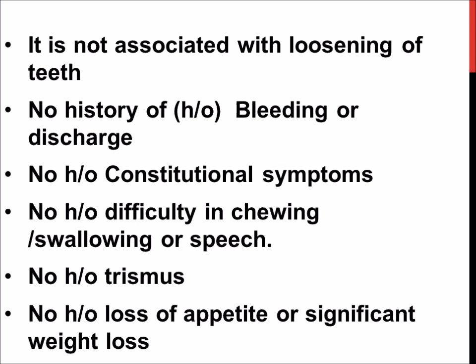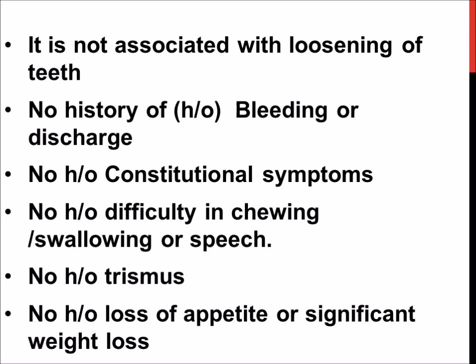That means, for example, if a patient has oral cancer, there is a possibility that the patient has similar ulcers or similar cancerous lesions in the oropharynx posteriorly, in the laryngopharynx, or near the upper end of the esophagus as well. That's why, to rule that out, we are taking a history of difficulty in swallowing or speech.